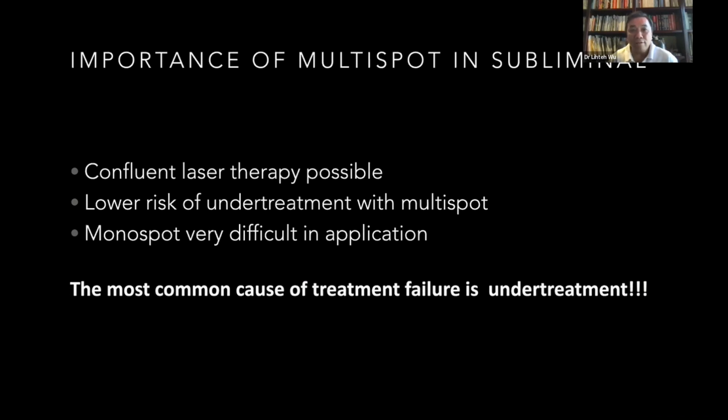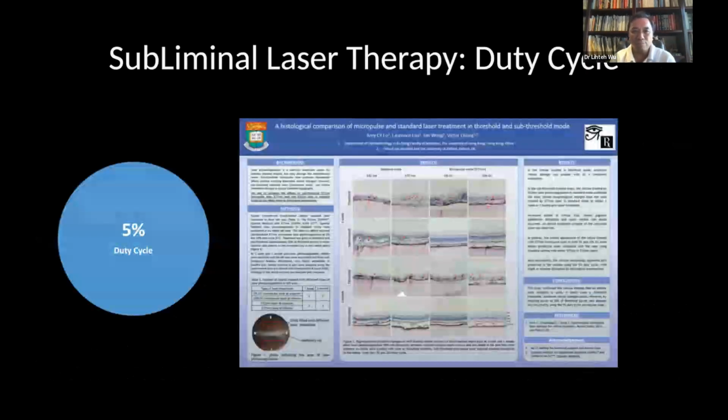And there's a lower risk of undertreatment with multi-spot. You can imagine if the burns are invisible and we want to do a dense treatment, and when I talk about dense treatment, it is that you have one burn next to the other, with no spacing in between. If the burns are invisible, it is really hard, or I would say virtually impossible, to get that type of pattern. So the most common cause of treatment failure is undertreatment. So let me emphasize that it is important to have the patterns or the multi-spot in order to do this type of treatment.